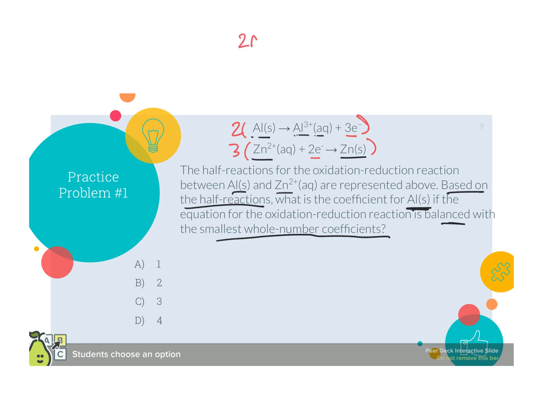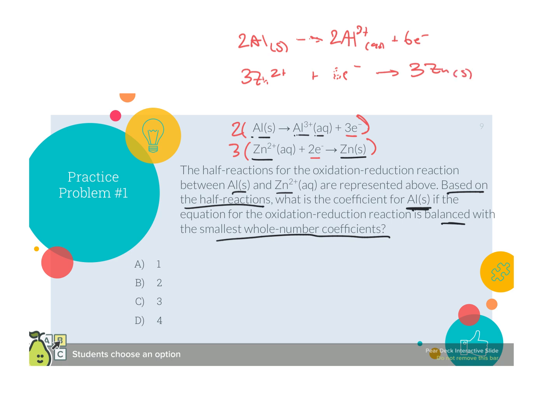And so we should get 2 Al solid goes to make 2 Al3+ plus 6 electrons, and 3 Zn2+ plus 6 electrons reacts to form 3 zinc solid.